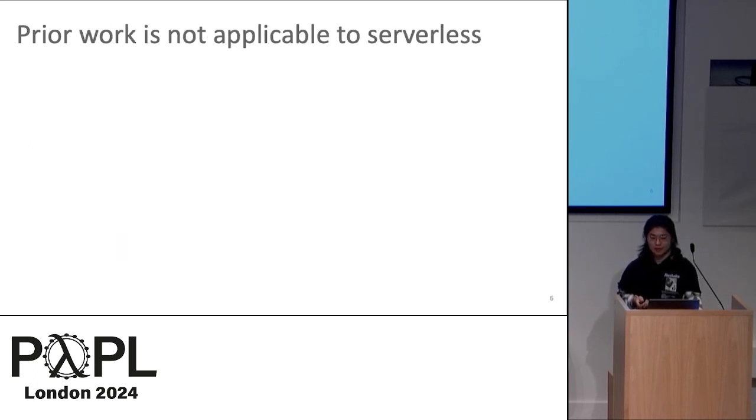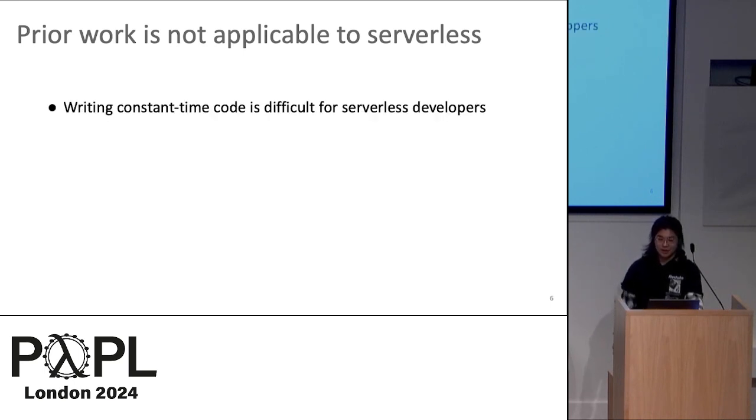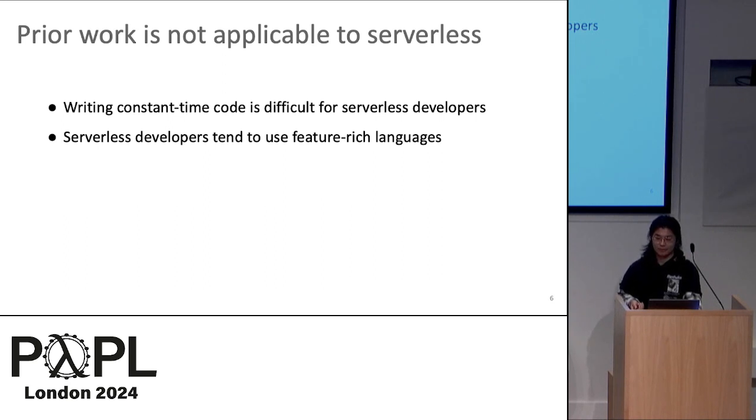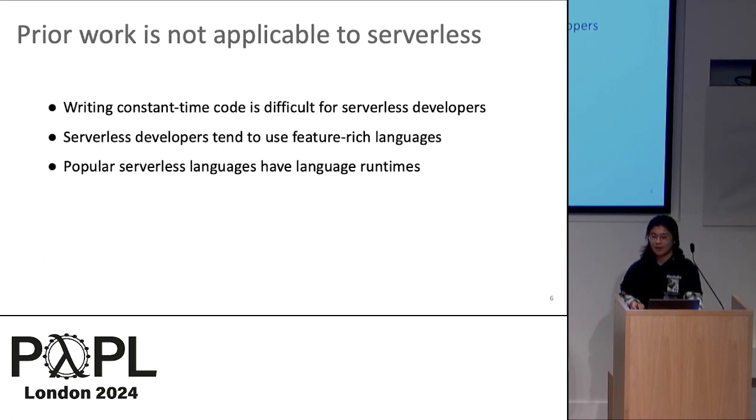Well, due to the limitations addressed above, prior work is not applicable to the serverless domain because, first, writing constant time code is difficult, even for cryptography library developers, and it will be extremely hard for serverless developers without security expertise. Second, DSLs are not an appealing choice for them because serverless developers tend to use feature-rich languages like JavaScript and Python. Thus, these serverless languages have language runtimes that may violate the constant time property when interpreting the language bytecode or doing compilation and optimizations.